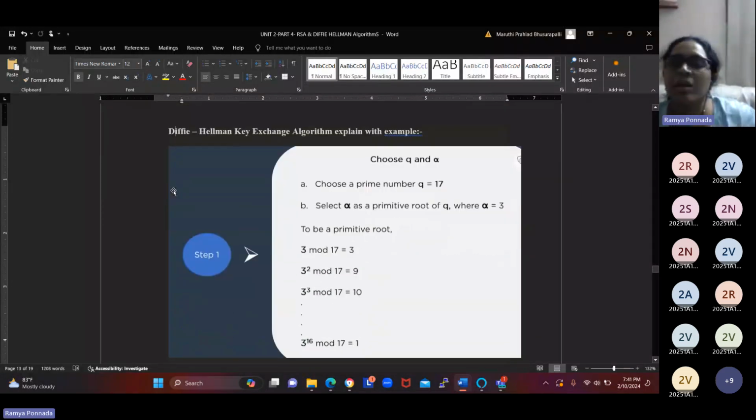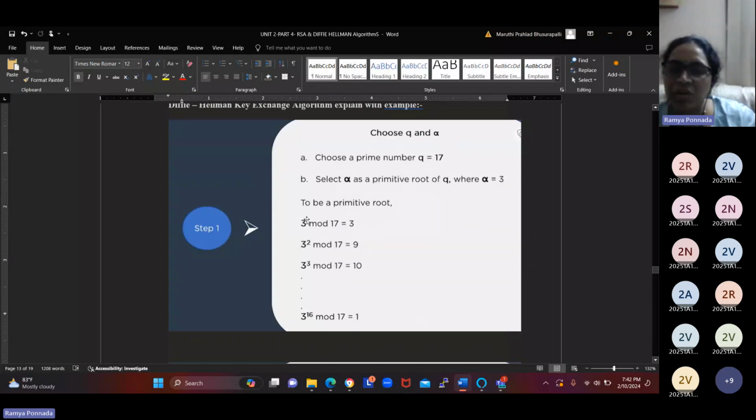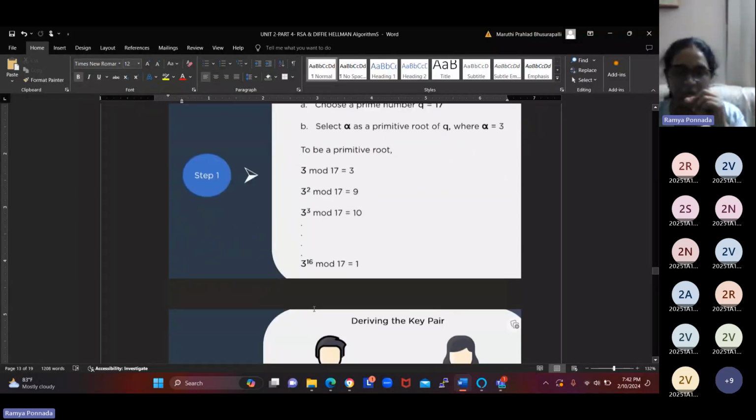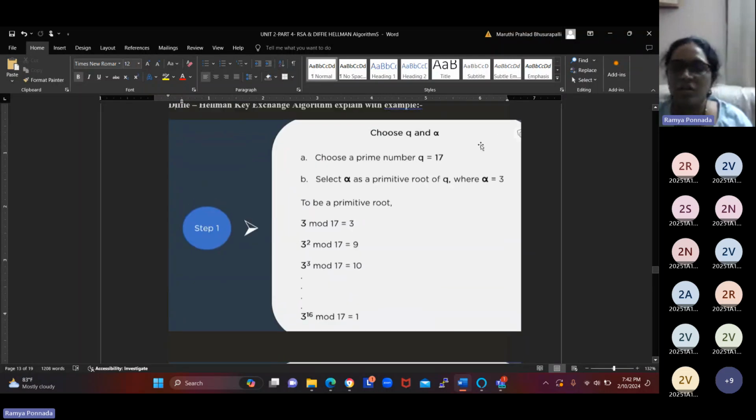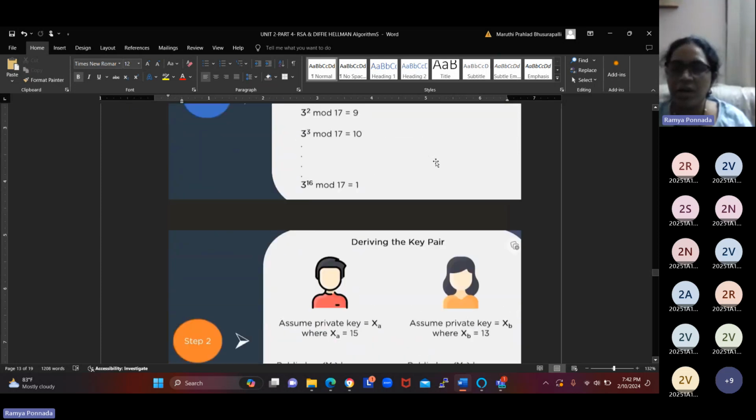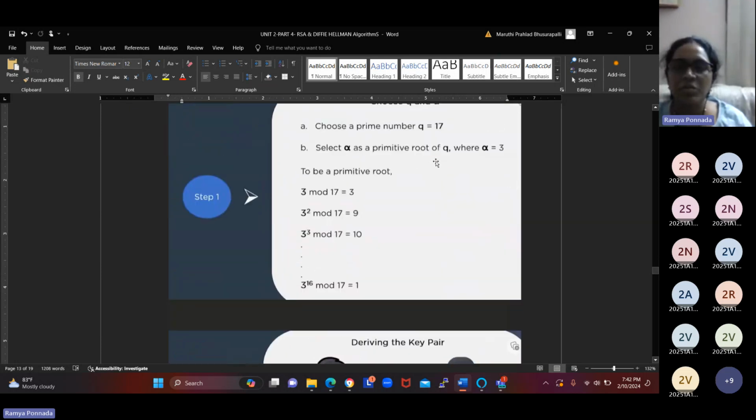Now, how are we going to explain Diffie-Hellman with an example? Here Q is taken as 17, and alpha is taken as 3. Select alpha as the primitive root of your Q. For the primitive root, alpha power 1, 2, 3, 4 and so on, you are going to calculate with the mod operation, mod 17, which is the Q value. This is step number 1.